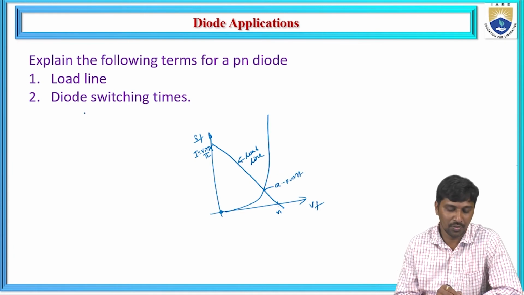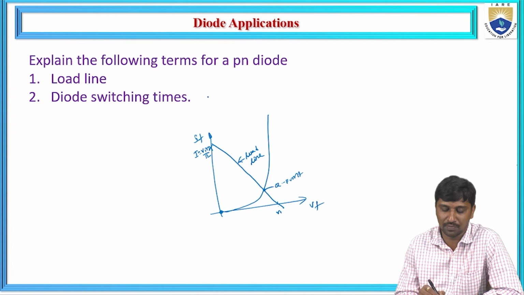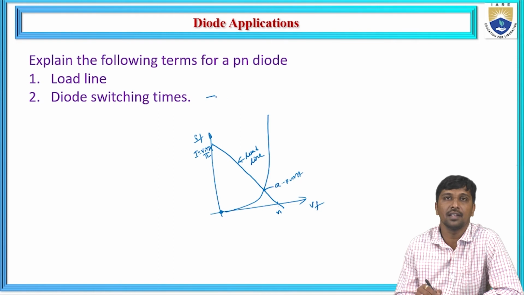Now, similar to that, we need to identify the diode switching time. Diode switching time means how much time duration is required to change the state from on state to off state, or from off state to on state. So we have the diode forward switching time and the diode reverse switching time, and we have the transition time as well as the storage time. We should define here what is the diode forward time, what is the diode reverse time, what is the diode transition time, and what is the diode storage time.